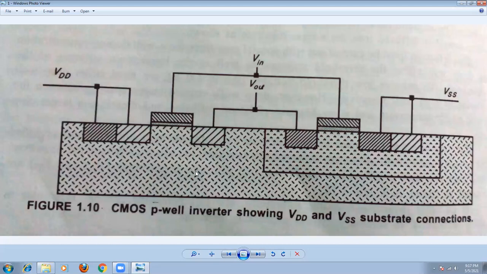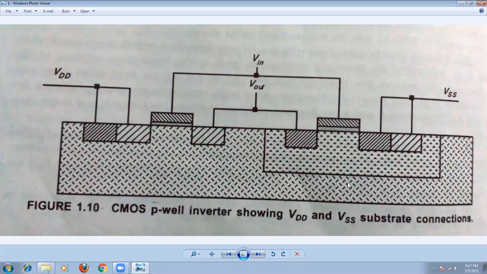Because of this parasitic component, there exists a low resistance path between the VDD line and the VSS line. This low resistance path will be very, very dangerous. It is undesirable. Therefore, this undesirable condition is known as latch up in the CMOS structure.